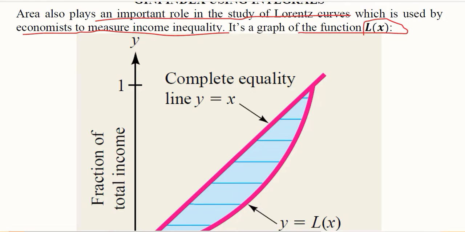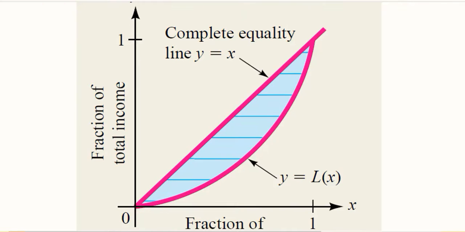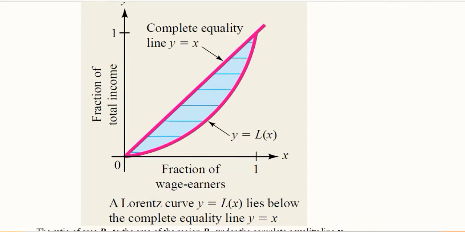It's a graph and it can be represented with this notation, that is L as a function of x. L stands for Lorenz, who gave this curve idea, and x is the independent variable in this case. As you can see in this graph, we have on the x-axis the fraction of the wage earners. We are assuming that we are not dealing with the whole population. In this case, we can deal with certain segments of a certain profession, and we can see how much income inequality lies among the people who are in that profession.